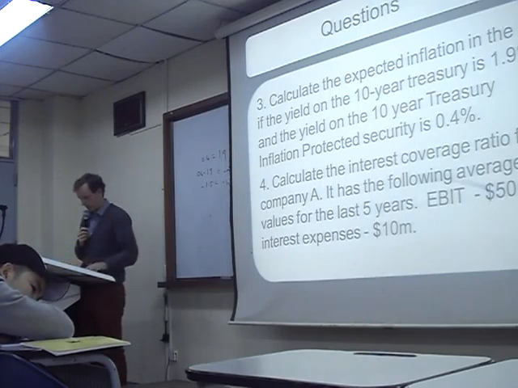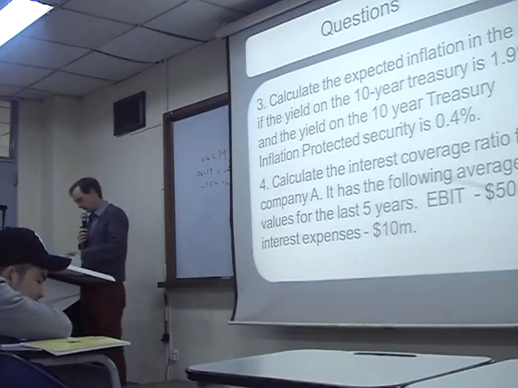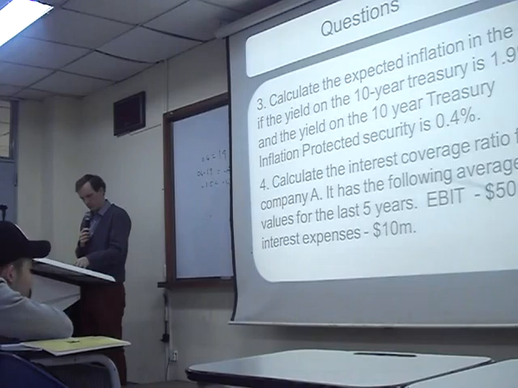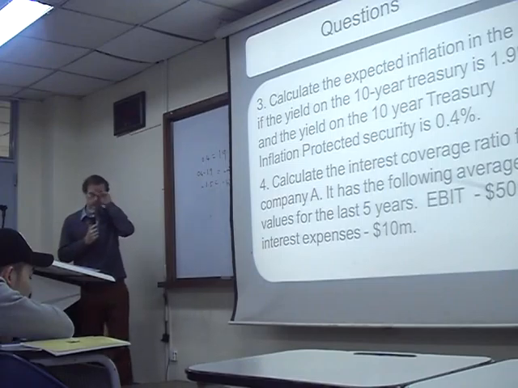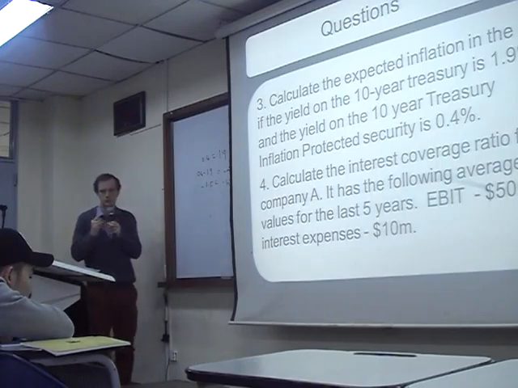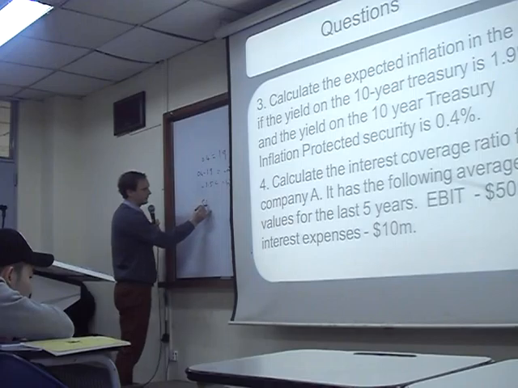You're very quick to answer. Too easy? We can see the interest coverage ratio equation on page 40, in the middle of page 41, okay? Interest coverage ratio is simply EBIT over interest expense, okay? So people were shouting the answer, they got excited because it was too easy. All right? 50 over 10 equals 5.